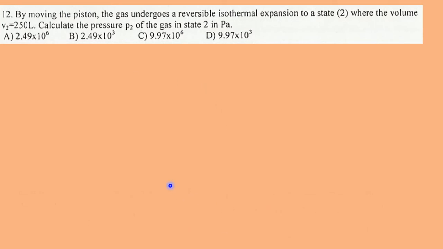By moving the piston, the gas undergoes a reversible isothermal expansion to a state 2, where the volume V2 equals 250 liters. Calculate the pressure P2 of the gas in state 2 in Pascal. So there the answer should be 2.49 times 10 to the 6 Pascal. Now let's see. Process 1-2, which takes us to state 2, is an isothermal expansion.